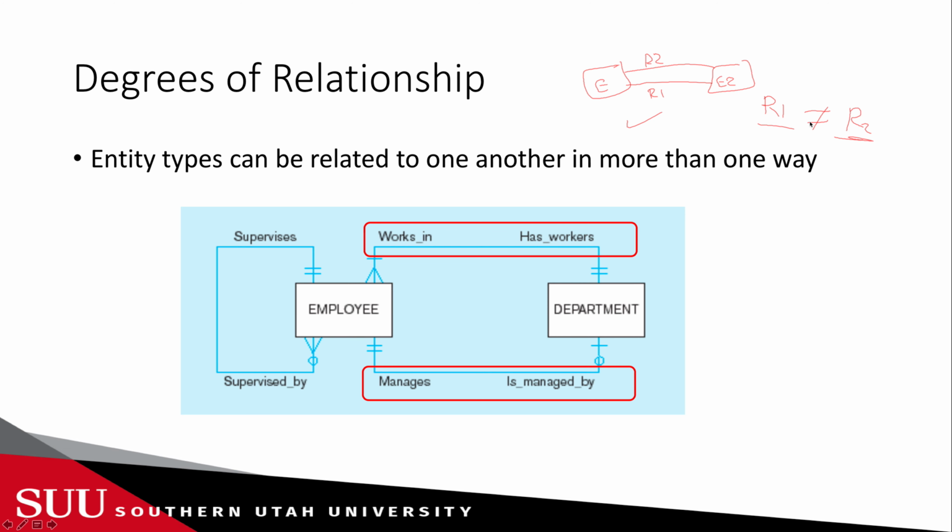So if I say the employee works in a department, but then a department is also managed by an employee. So I have two types of relationships between employee and department. The employee can work in the department, and the employee can be the manager of the department. So these are two different relationships, but between the same entity types, which is totally fine. We can have more than one relationship between the same entity types.